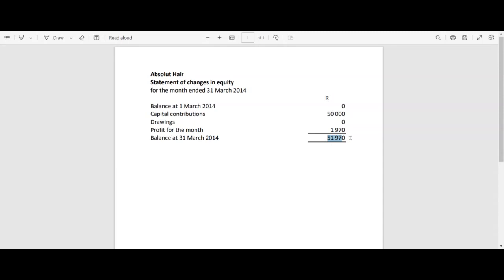Sorry, 51,000. Don't know why it doesn't want to go there. Let's do it from the other side. 51,970 rands. Right. Any questions on that statement of changes in equity, ladies and gents?